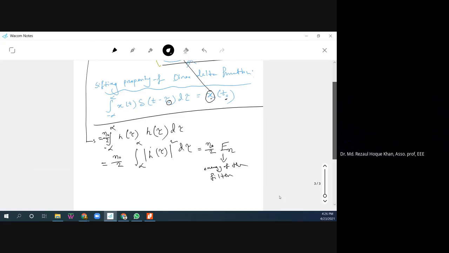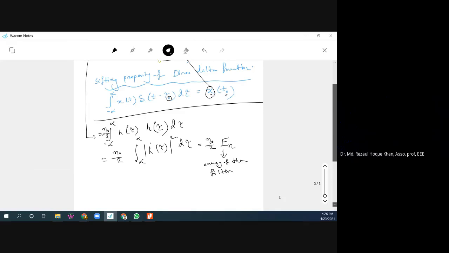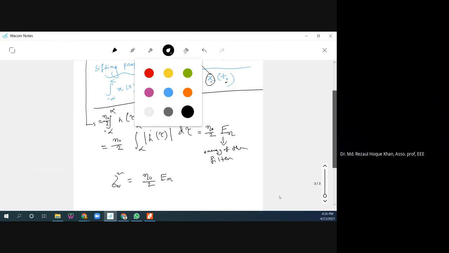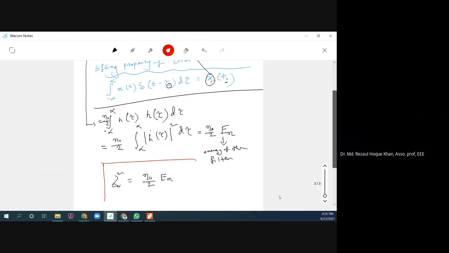So we find the noise power, or the noise variance, because sigma squared equals η0 by 2 times E_h, the total noise power.